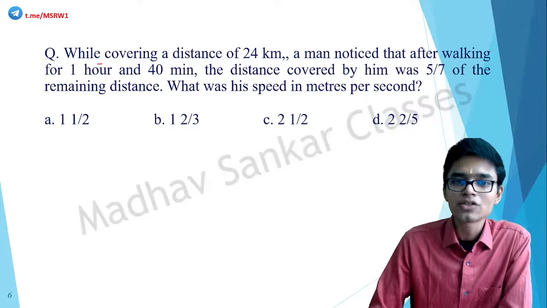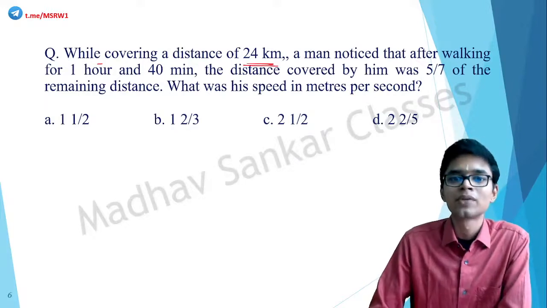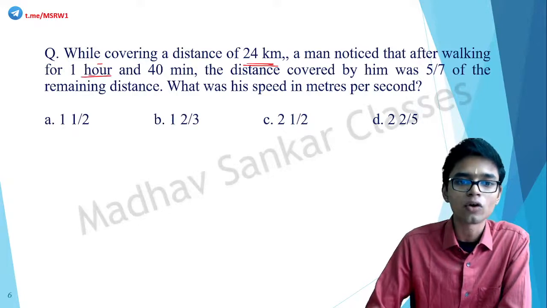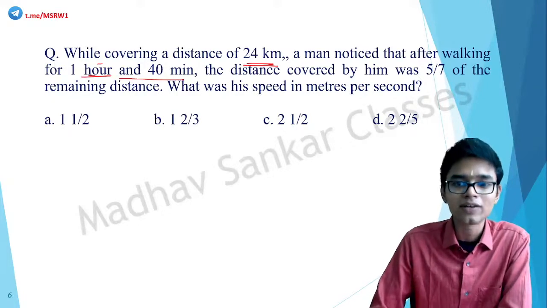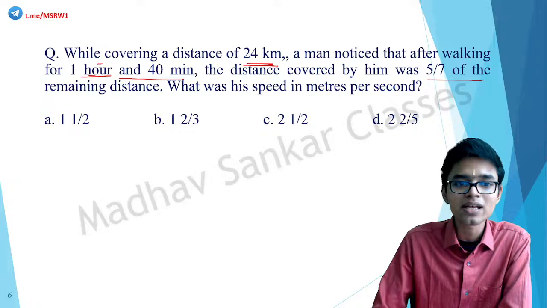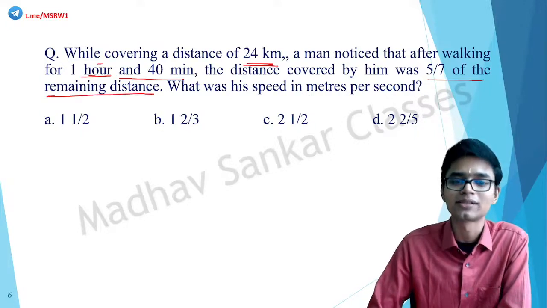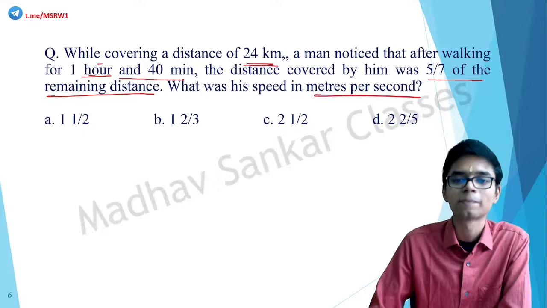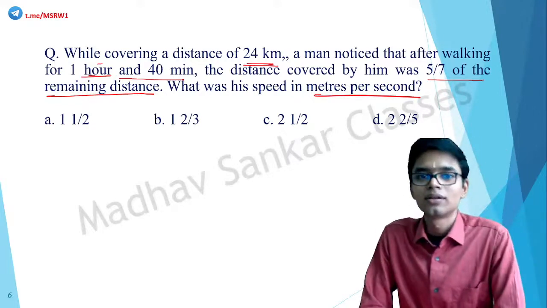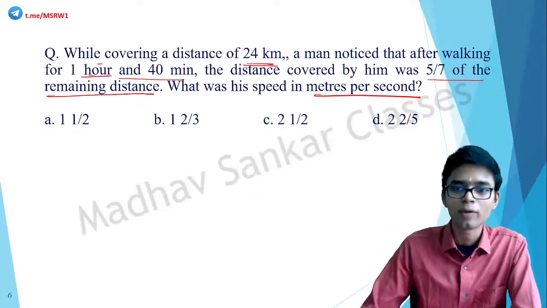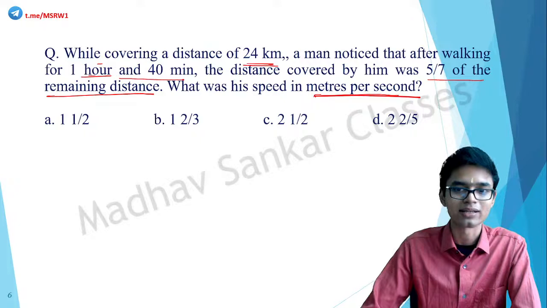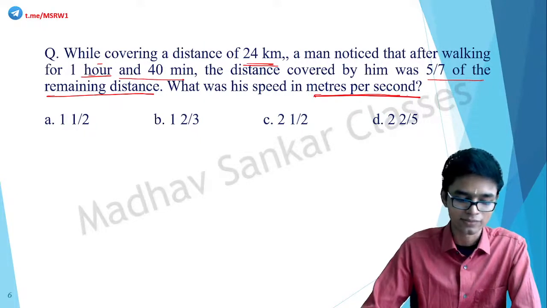While covering a distance of 24 kilometers, a man noticed that after walking 1 hour and 40 minutes, the distance covered by him was 5 by 7 of the remaining distance. What was his speed in meters per second? Underline the important points in the question so that you won't miss them later. It is asking in meters per second. That is very, very important, very relevant.